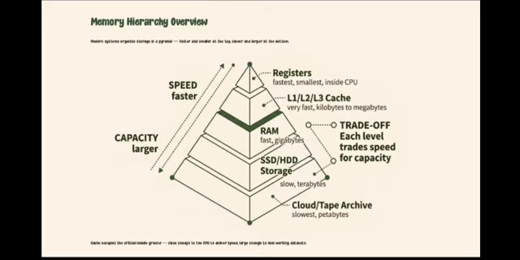Next, memory hierarchy overview. Memory in a computer system is organized hierarchically. At the top we have very fast and small memory. At the bottom we have slower but larger memory. Cache memory sits in the middle, providing a balance between speed and size and helps in fast data access.